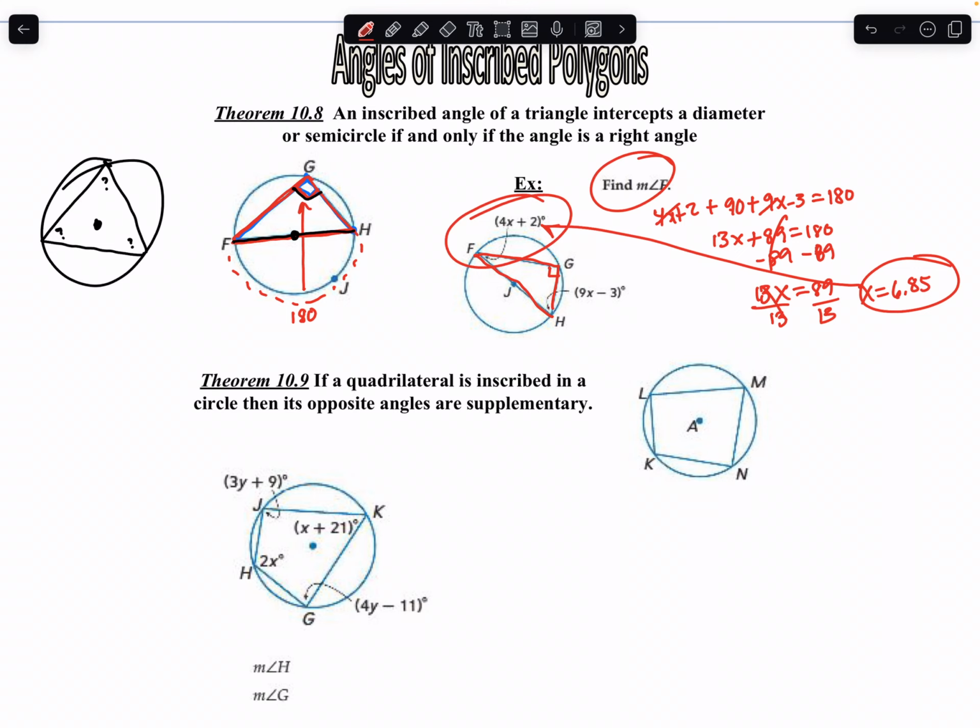Okay, let's check out this next scenario. We have a quadrilateral that is inscribed. Quadrilateral being a 4-sided polygon. We'll get more into quadrilaterals in our next unit. For now, if we have a quadrilateral that is inscribed, it means that all the vertices are going to be on the circle.